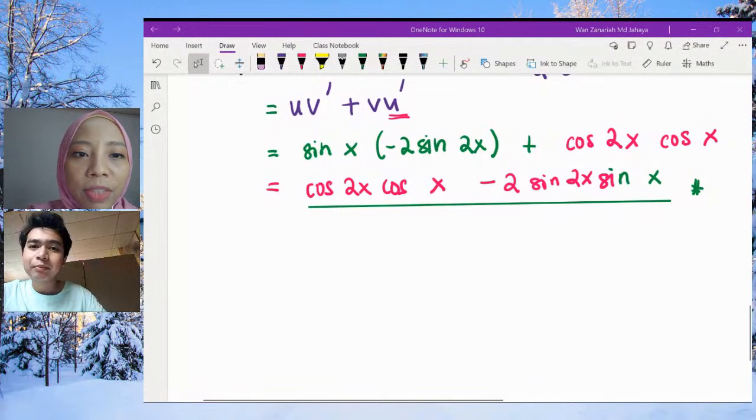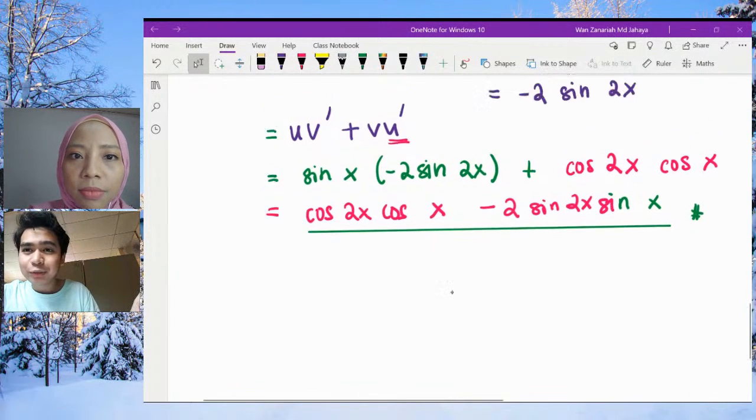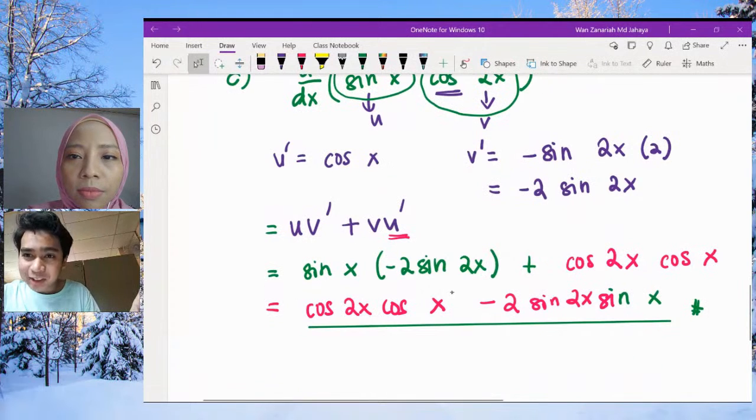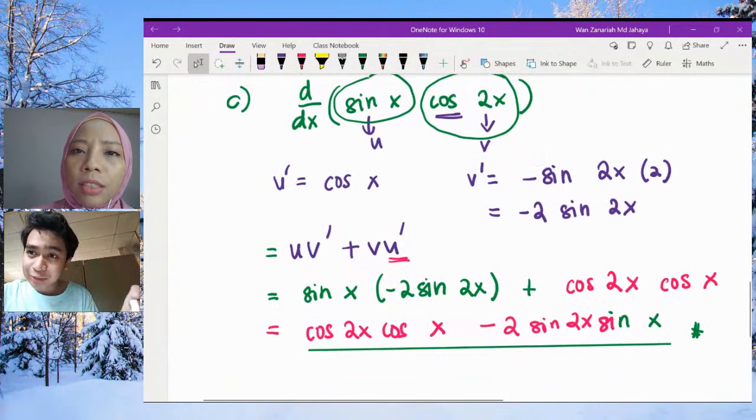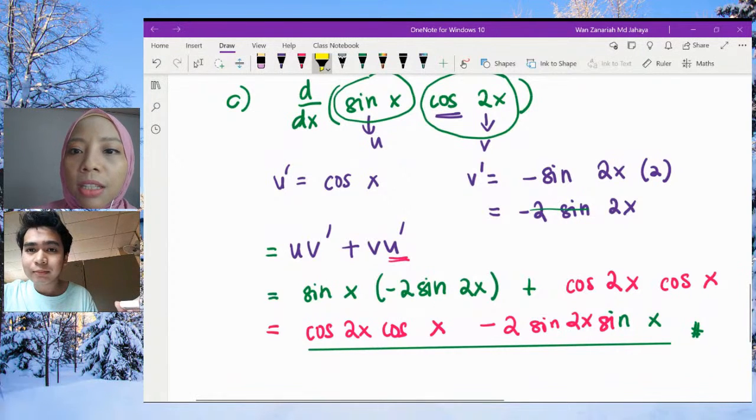Madam. Ya. Saya ada soalan. Contohlah kan, yang negatif tu sin 2x sin x tu kan. Dia memang macam tu one. Dia tak boleh nak darab. Mananya ini ya? Sorry. Back.